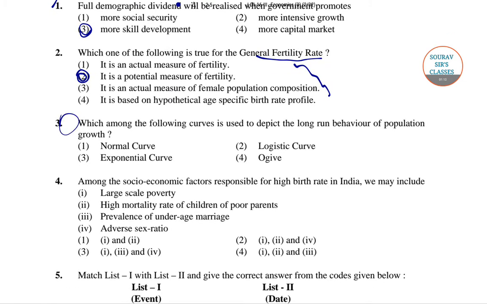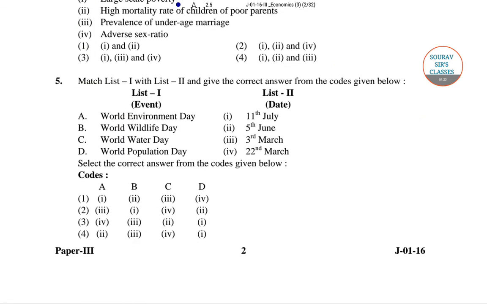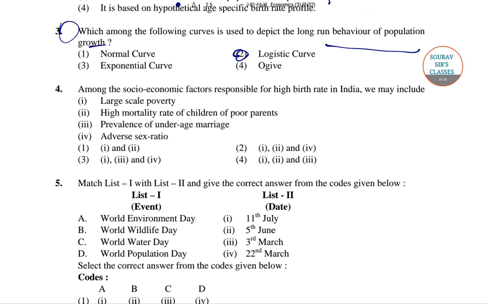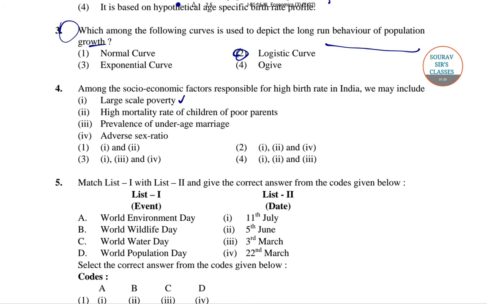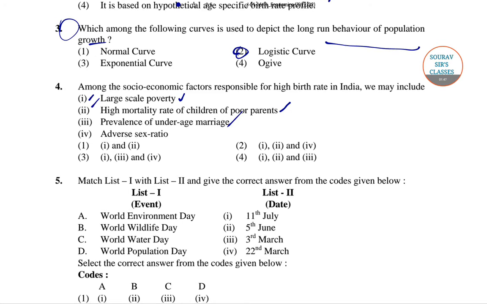Which one of the following curves is used to depict the long run behavior of population growth? We have 4 options, out of which we know the right answer would be logistic curve. Now we'll go to the next question, which is question number 4. In question number 4 it is given, among the socio-economic factors responsible for high birth rate in India, we may include, 4 options are given. We know the right answer would be large scale poverty, high mortality rate, and prevalence of under marriage. So 1, 2, 3. So for this we know the right answer would be option 4.